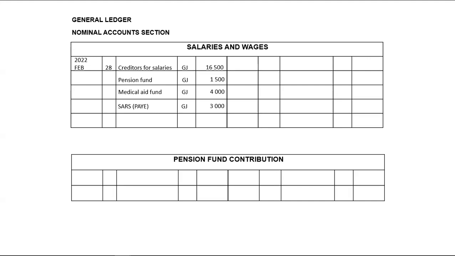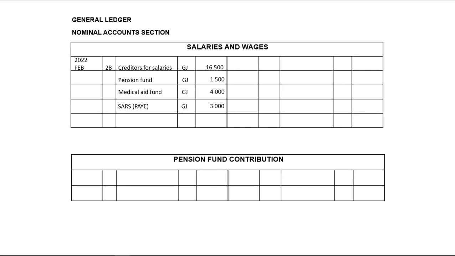So his salary is split into four. 16,500 is paid directly to him. 1,500 is paid to whatever pension fund he belongs to. 4,000 is paid to the medical aid fund he belongs to, and 3,000 is paid to SARS because he needs to pay SARS. So all of these constitute his total salary, and all of these will be debited to salaries and wages.